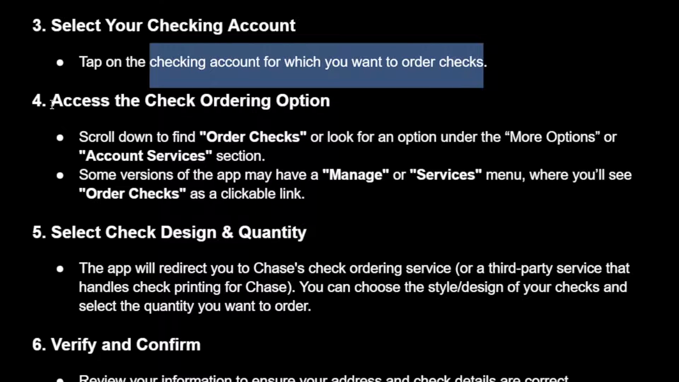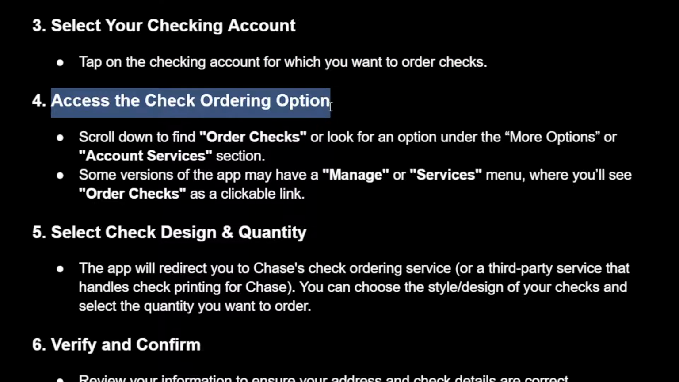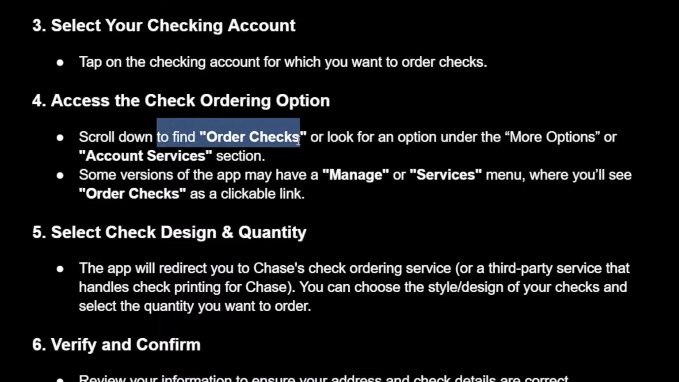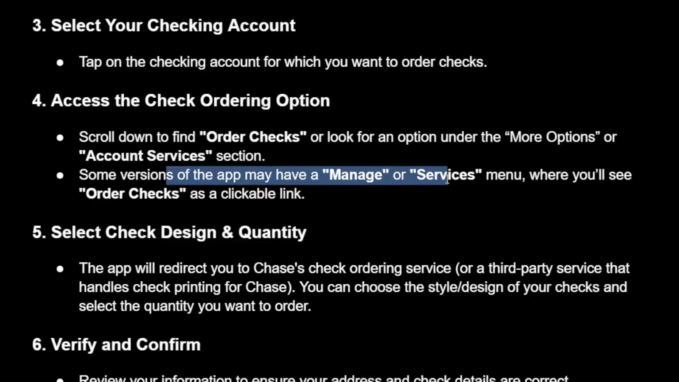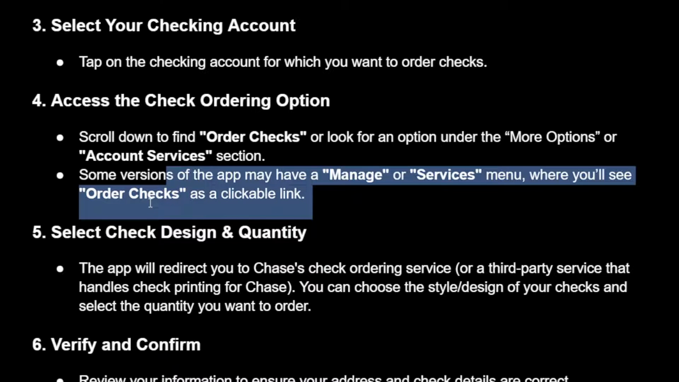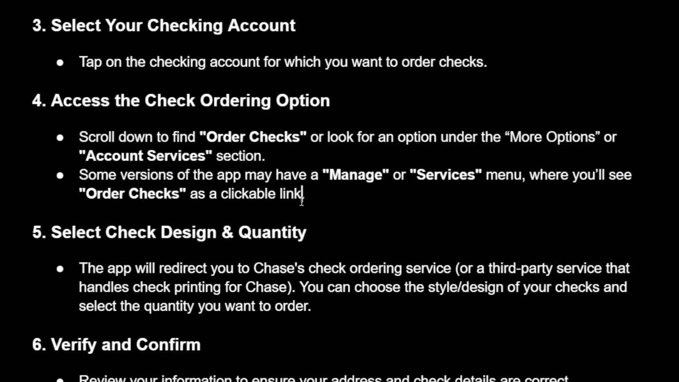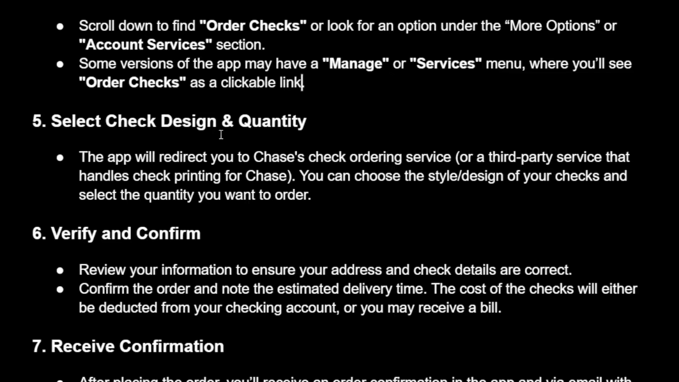Then the fourth step will be accessing the check ordering options. You want to scroll down to find Order Checks, or look for an option under the More Options or Account Services section. Some versions of the app may have a Manage or Services menu where you will see Order Checks as a clickable link. You want to select the check design and quantity.